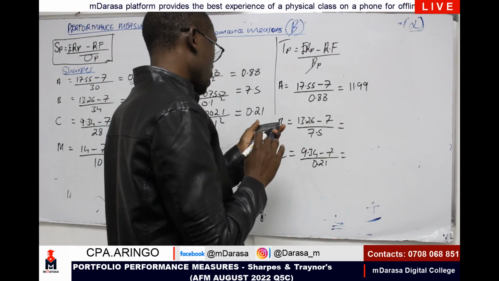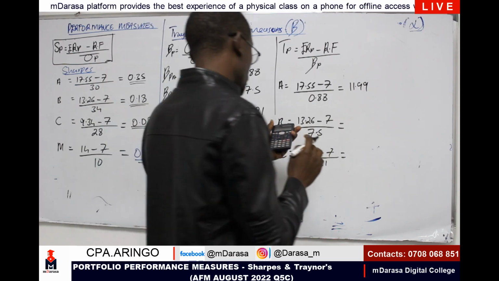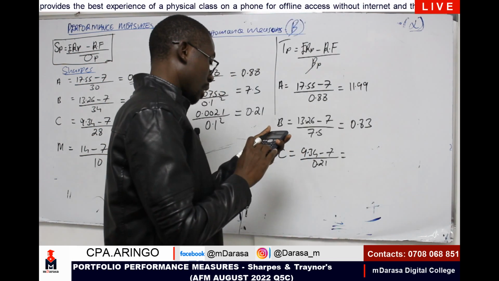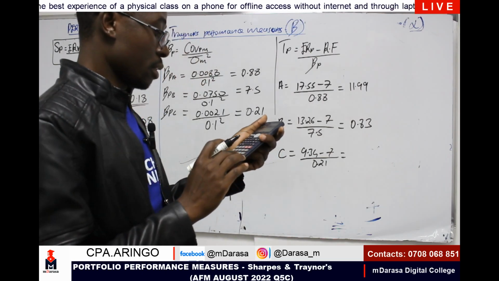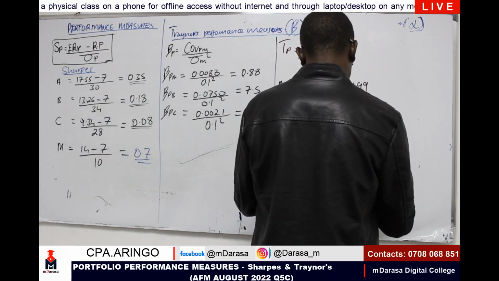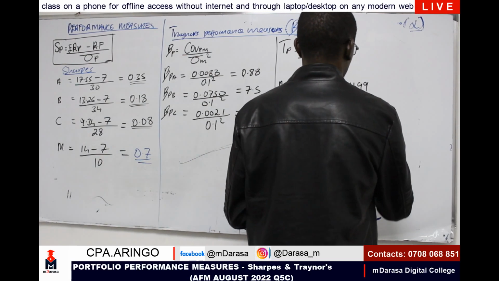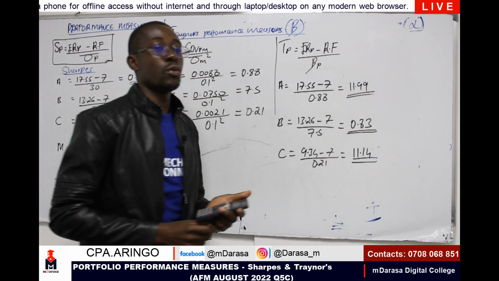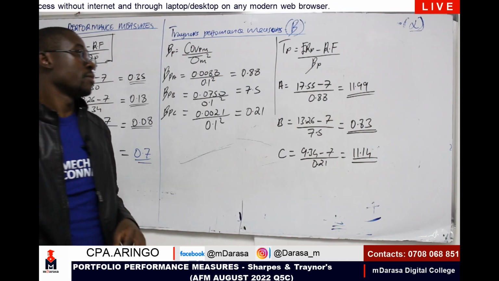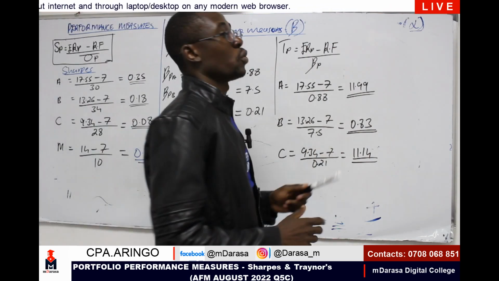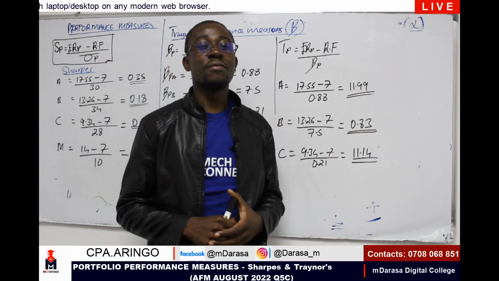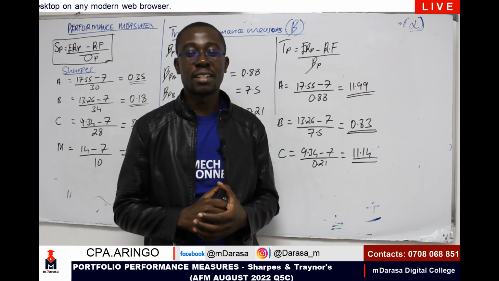13.26 minus 7, divided by 7.5. In this case, you should have 0.83. Then lastly, 9.34 minus 7, divided by 0.21 should give us 11.14. Kindly, my good students, confirm if we are getting the same values. These are what you're required to do in that question for us to earn the 8 marks, right? It is as simple as that.